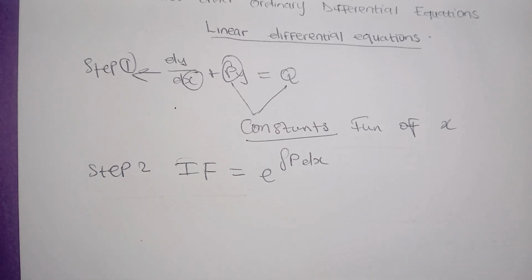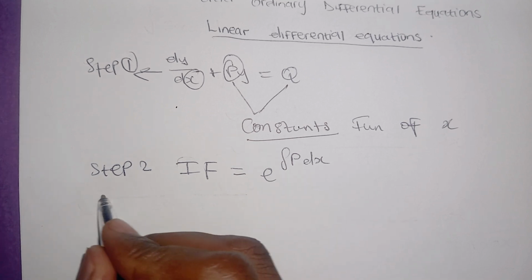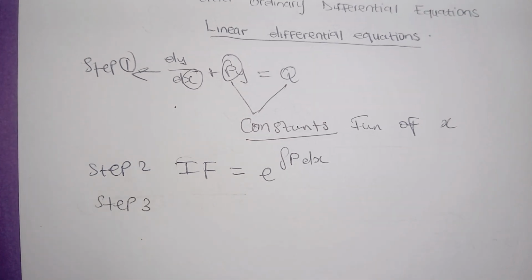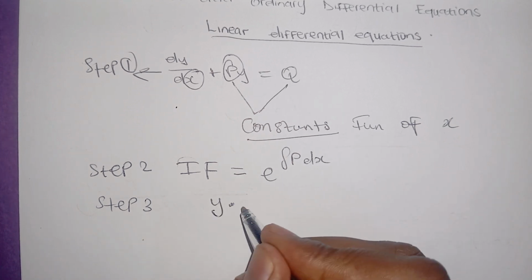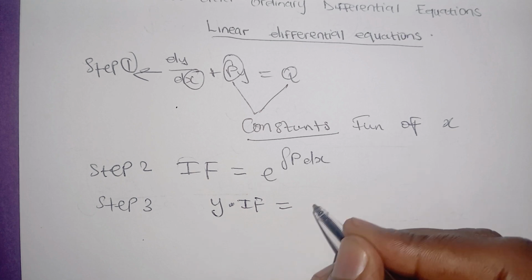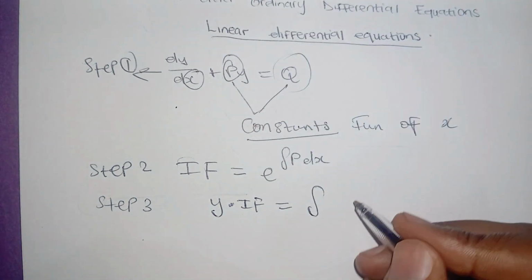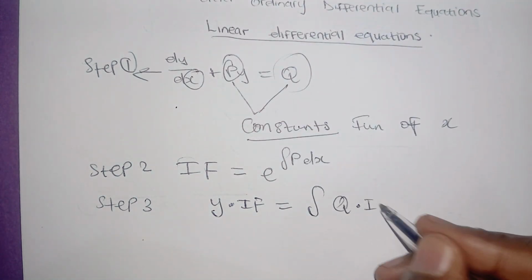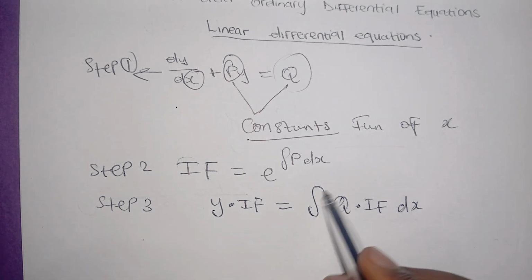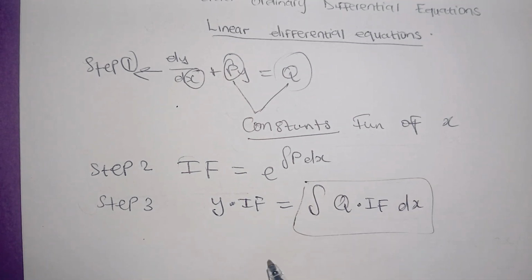Then from there, you go to step number three, the last step. You have to write the general solution. The general solution is just y multiplied by the integrating factor is equal to the integral of q multiplied by the integrating factor. Then you integrate this, and from there you are done. You can just make y the subject of the formula. Then you are done.